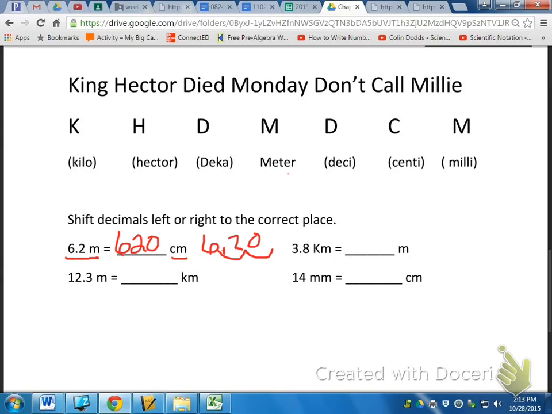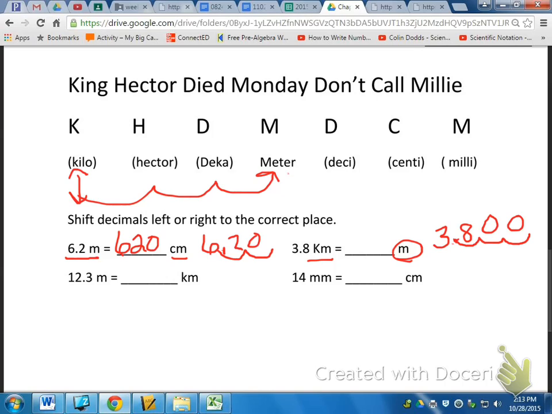Now, 3.8 kilometers, and I want to go down to meters. Kilometer is here on the very far left. I'm there. I want to go down to meter. That is 1, 2, 3 places right. So I take my 3.8 and I move the decimal 1, 2, 3 places right. I add zeros in my empty waves, and I know that that is 3,800 meters. But do you see why you have to know King Hector died Monday, don't call Millie? Because you've got to use the first letter of every one of those words from left to right to make this work.